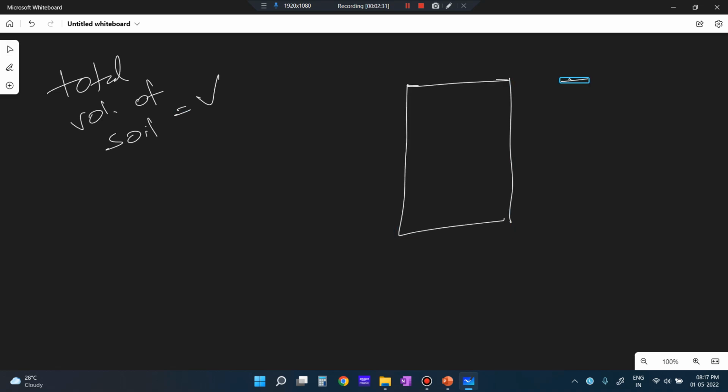Now suppose you have a handful of soil of volume V. So the total volume of soil that you have, we can represent it by V. Suppose this rectangle represents the total volume of soil that you have. A fraction of the total volume is occupied by the solid materials, which we can represent by Vs. Vs represents the total volume of the soil solids. And the rest is the volume of voids. The rest are all voids, empty spaces.